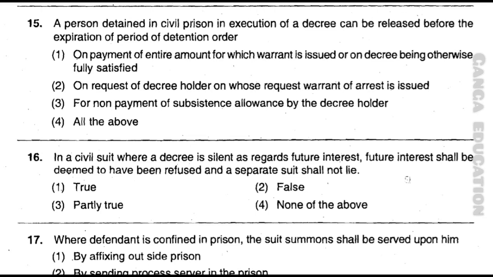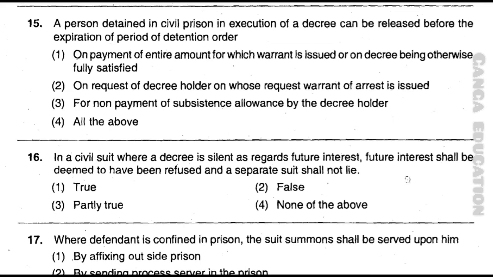Now question number 15. A person detained in civil prison in execution of decree can be released before the expiration of period of detention order. Option number 1, on payment of entire amount for which warrant is issued or on decree being otherwise fully satisfied. Option number 2, on request of decree holder on whose request warrant of arrest is issued.